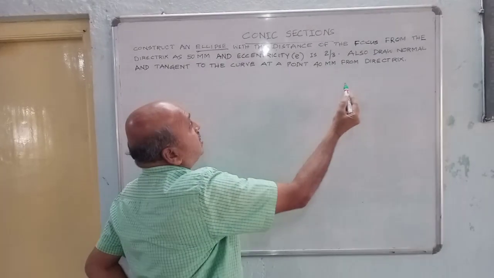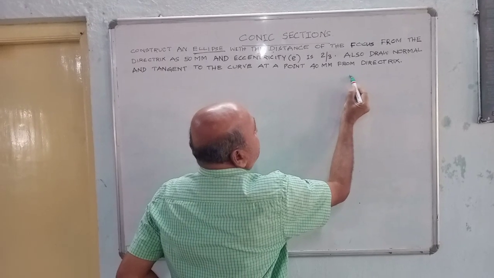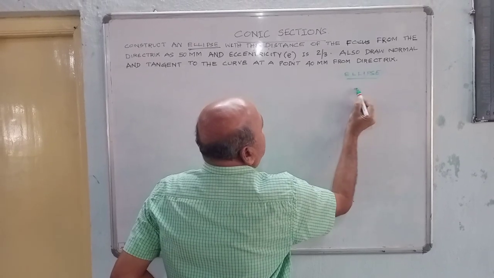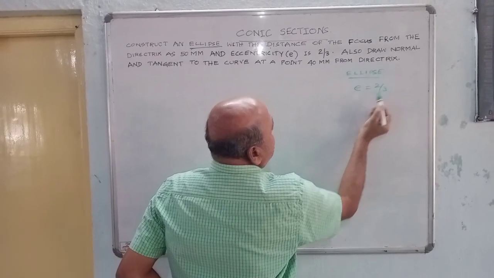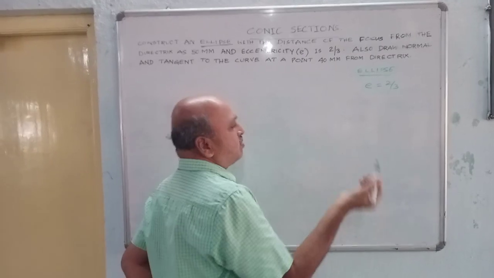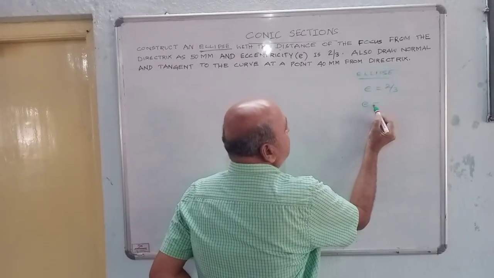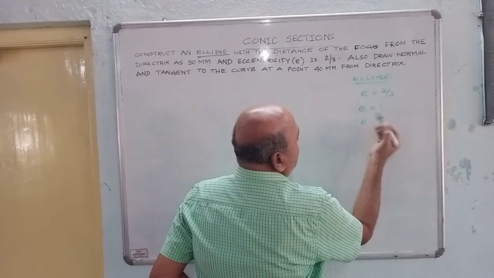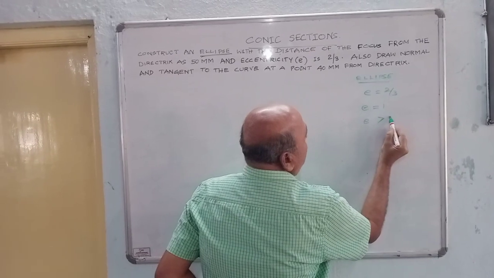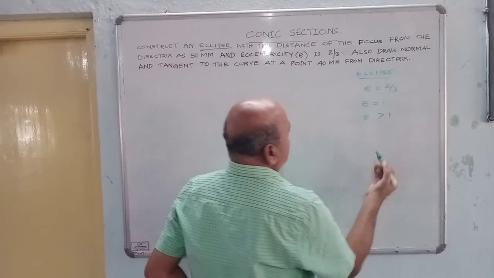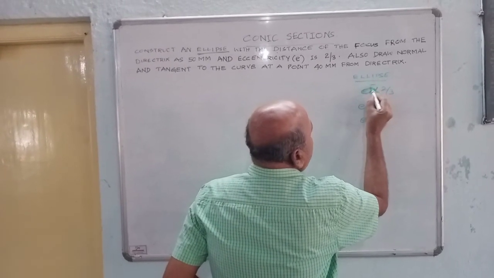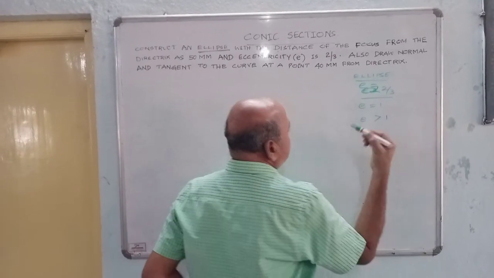Now I am focusing here, it is an ellipse, just I am writing it, and E is equal to 2/3. You know E is equal to 2/3 in the sense it is ellipse only. Once again I will tell you, E is equal to 1 is for parabola, and any number more than 1 is hyperbola. So it is less than 1 here. Here E is equal to 2/3 in the sense it is less than 1 only. So it is ellipse. Now how we have to draw it?